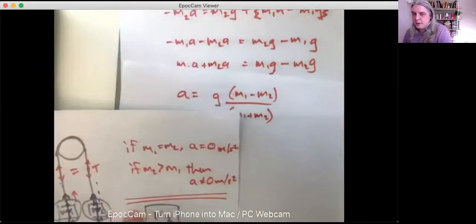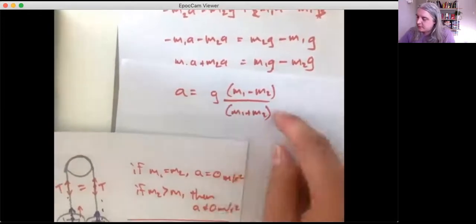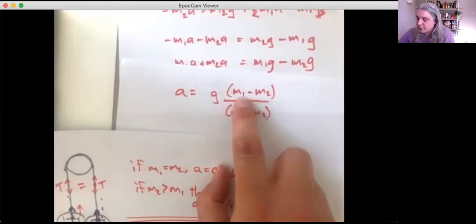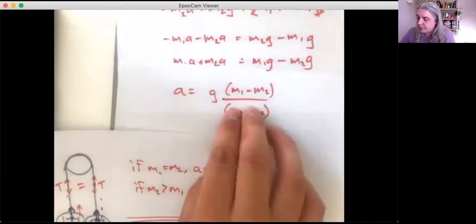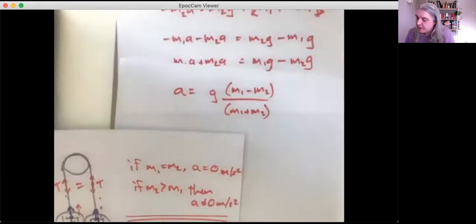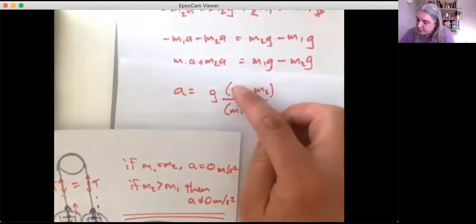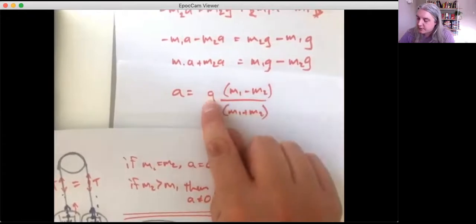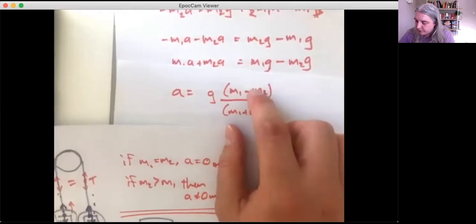We said if M1 is equal to M2, the acceleration is going to be 0. Does this formula agree with that? If M1 and M2 are the same, then M1 minus M2 is 0. So we get 0 times gravity, acceleration is now 0. It doesn't matter what the bottom is because the top is 0. If M2 is bigger, then this term here would be negative, but this term here is also negative because it's gravity, and our acceleration would overall be positive.